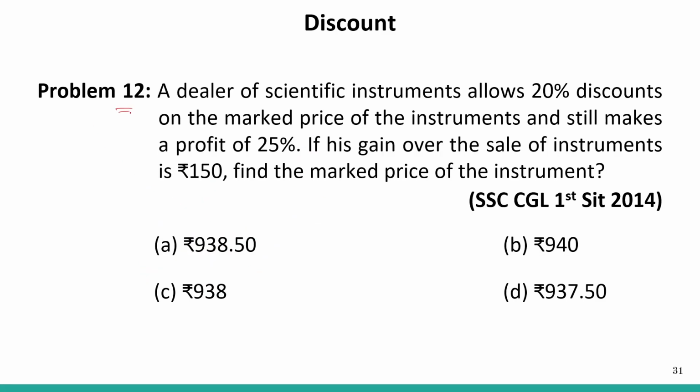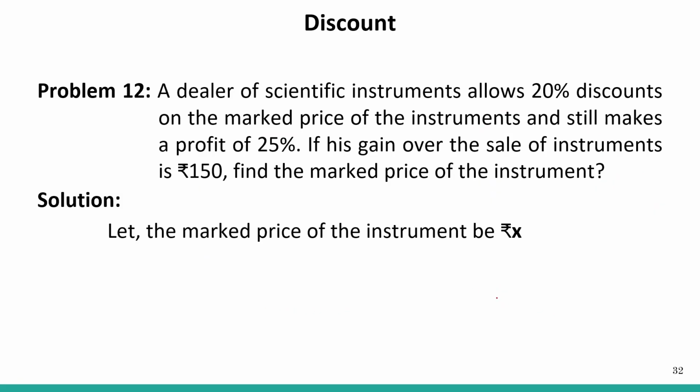So let's see problem number 12. A dealer of a scientific instrument allows 20% discount on the marked price of the instruments and still makes a profit of 25%. If his gain over the sale of the instrument is 150 rupees, find the mark price of the instrument. This question has appeared in SSC CGL first sitting 2014 paper. Option A tells us that it is 938.50. Option B tells us that it is 940. Option C tells us that it is 938. And option D tells us that it is 937.50.